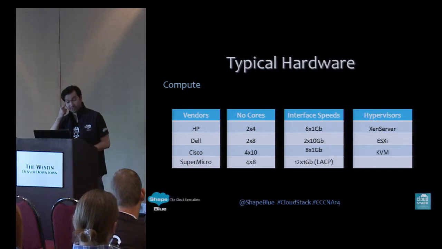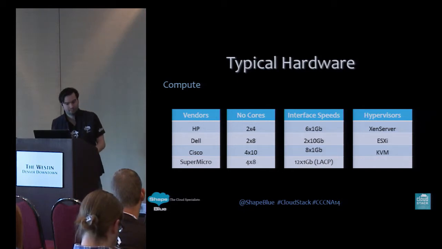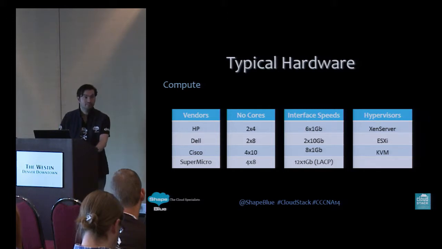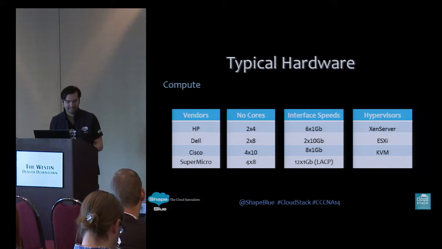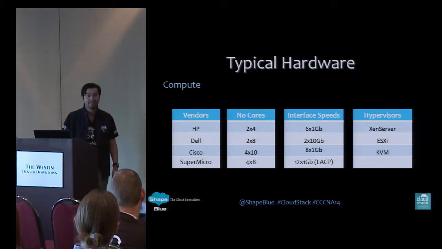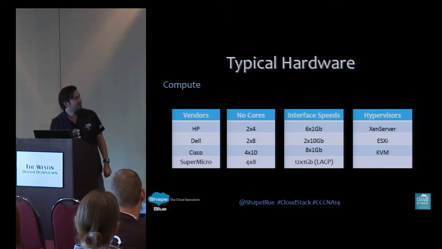In terms of compute, overwhelmingly HP at the moment. Seeing more Cisco, that's definitely coming in more with the clients we're working with. A bit of Dell and then the Supermicro stuff, a tiny bit, but not so much. There we've just picked out the number of cores we're seeing per server.